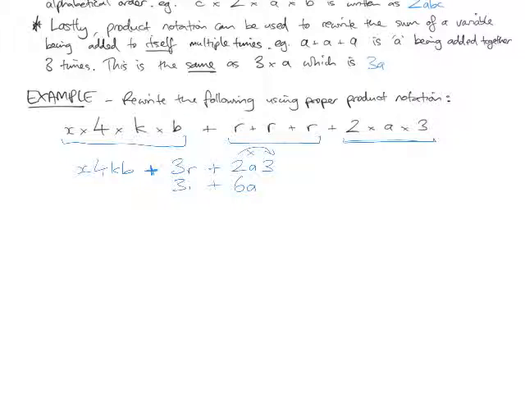plus 3r plus, and what do we have to do with the coefficient of any term? It goes out the front, and what do we do with the variables? They have to go in alphabetical order, so b, k, x. So your answer, rewrite the following using product notation, is going to be 4bkx plus 3r plus 6a.